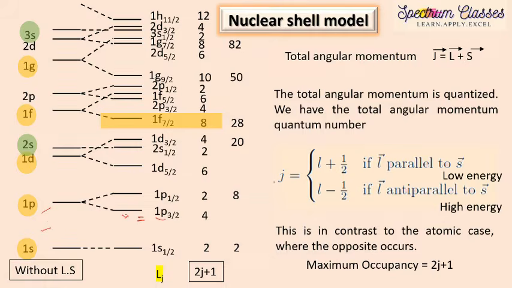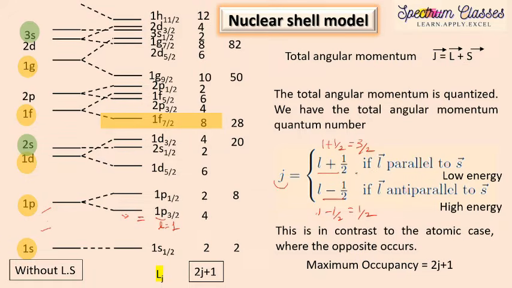The total angular momentum quantum number is equal to L plus half and L minus half. So for P, we are having L equal to 1. So the J value will be 1 plus half, which is equal to 3 by 2, and 1 minus half, which is equal to 1 by 2. So for this 1p, we are having two different values of J: one is 3 by 2 and one is 1 by 2.